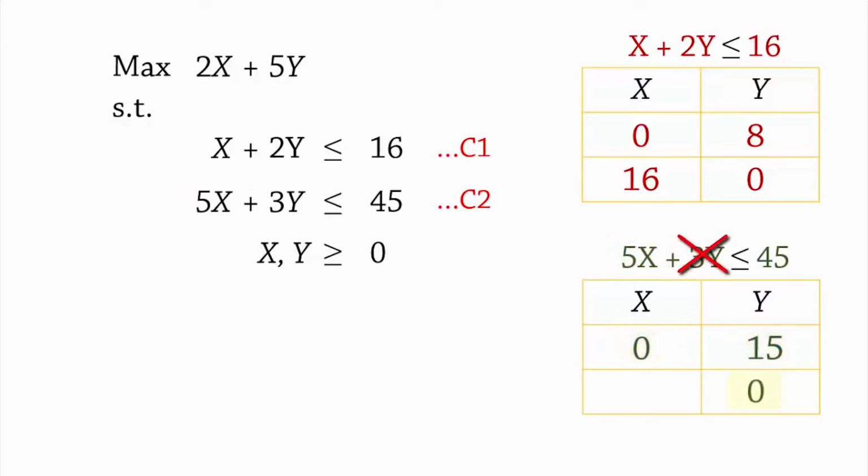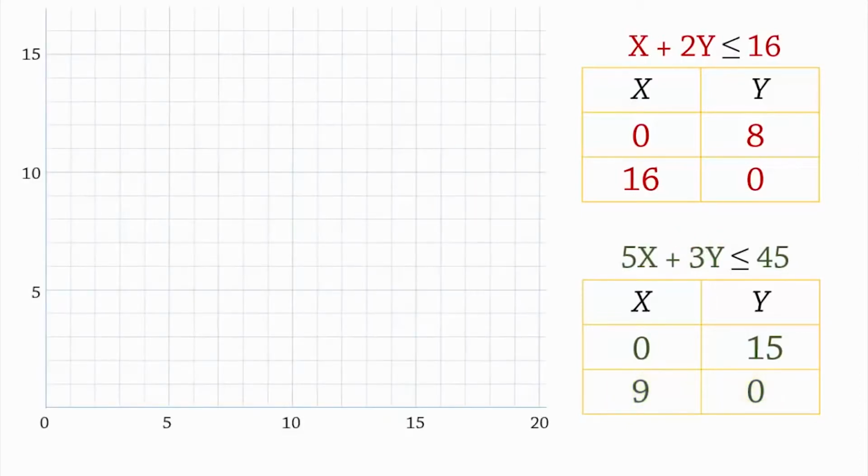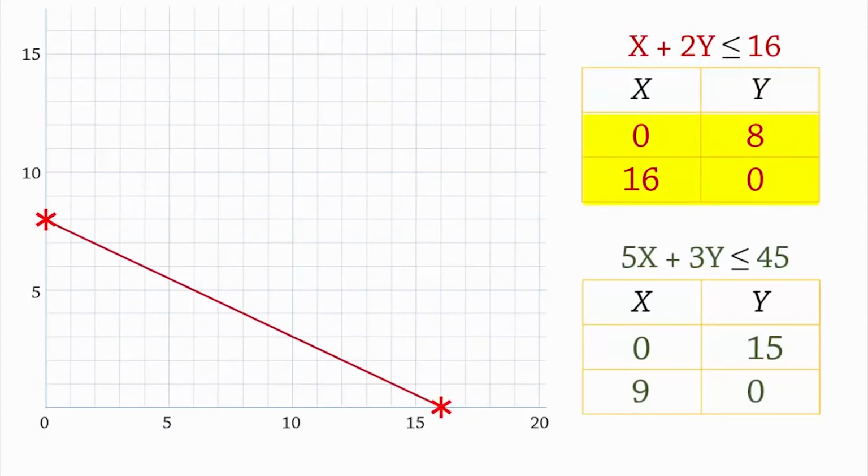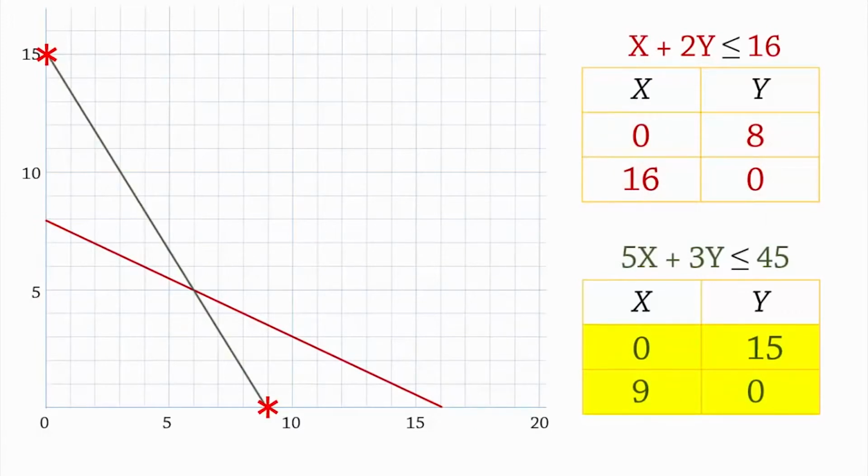And when y equals 0, x equals 9. Now, when drawing the graph, we usually just stay in the first quadrant, where both x and y are positive because of the non-negativity constraints. So for the first constraint, we have the points (0, 8) and (16, 0). We join those 2 points for the constraint line. We do the same for constraint 2, (0, 15) and (9, 0), and then draw the constraint line.